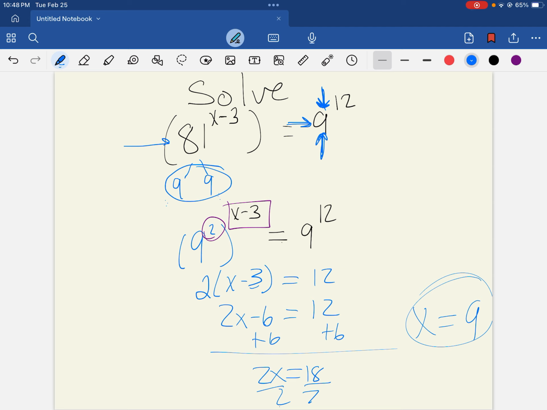Now, not much has changed from the previous example. Really, where things got different is how we rewrote our base as a new base and exponent. And once we did that, our new rule was multiplying the exponents instead of adding them. Other than that, here's how you solve problems like this. And be sure to let me know if you have questions.